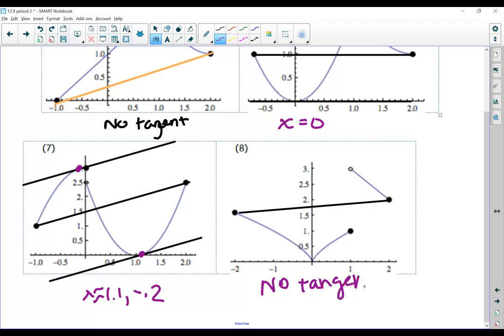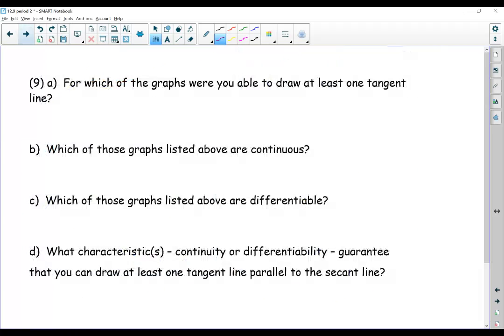Okay, so now what I want you to do is look at your 8 graphs holistically, and I want you to answer question 9. So go ahead and pause me for a second, and look at question 9. Some of these had parallel tangents, some of them didn't. Where did those parallel tangents happen? Okay, and then look at the properties of them. So go ahead and pause me.